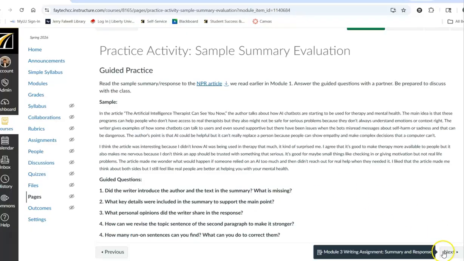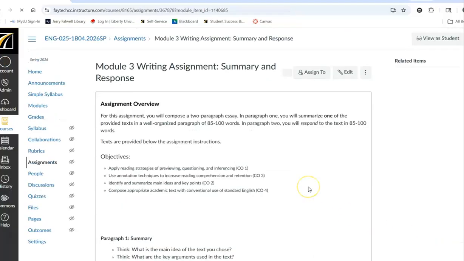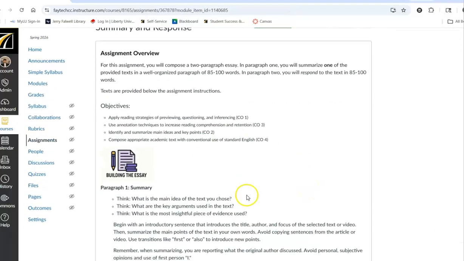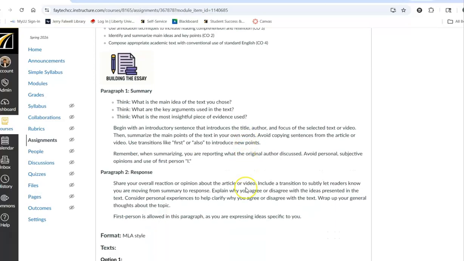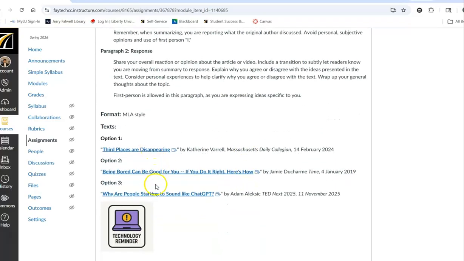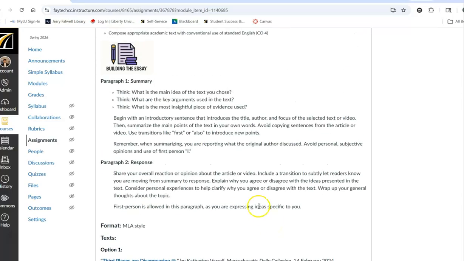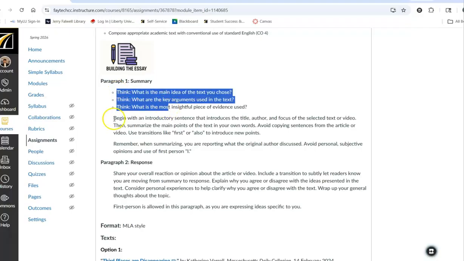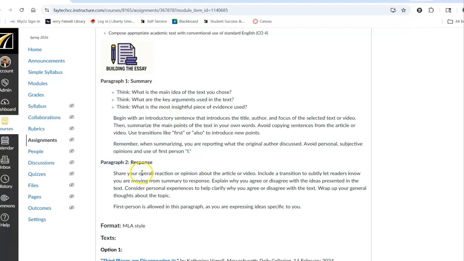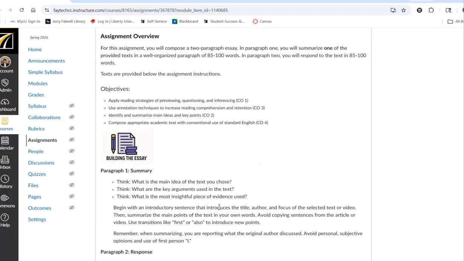So this is essentially what you're doing in the Module 3 assignment, but you're going to choose one of these 3 texts to write a summary and a response to. And it tells you what you should think about and what you should include in the summary and what you should include in your response paragraph. So make sure that your work conforms to those guidelines.